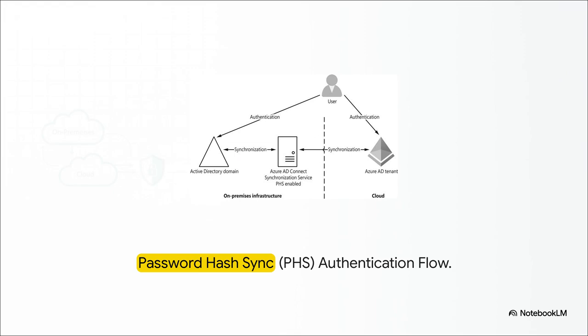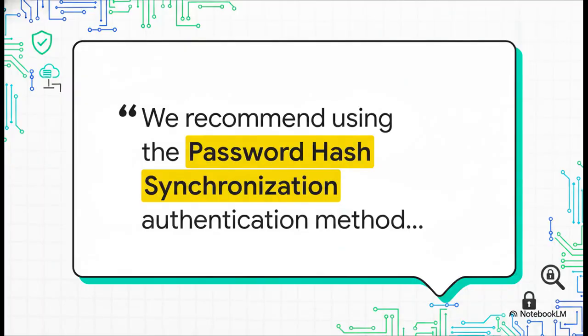Let's zoom in on password hash sync for a second. The really cool thing here is that the authentication paths are actually totally separate. When a user authenticates locally, they're talking to the Active Directory domain. But when they authenticate to the cloud, they're talking directly to the Azure AD tenant. Azure AD Connect just quietly passes that password hash up to the cloud ahead of time. So your local AD doesn't even participate in the actual cloud login moment. This makes it incredibly fast and super resilient if you ever have a local outage. And honestly, Microsoft's golden rule on this is super straightforward. Use password hash synchronization.